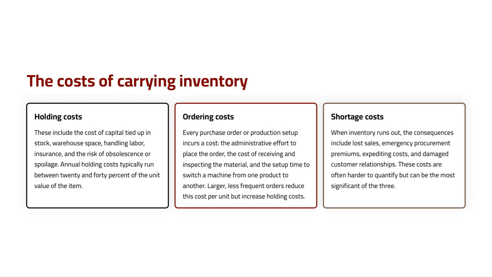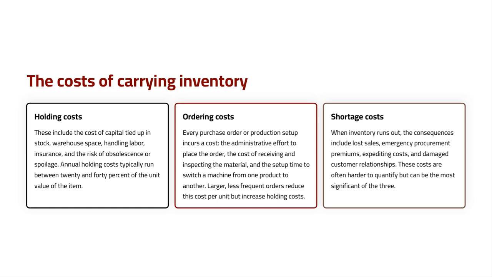On this slide, we're looking at the three main types of costs involved in carrying inventory. First, there are holding costs. These include everything from the capital tied up in stock to warehouse space, handling labor, insurance, and the risk of spoilage or obsolescence. Holding costs typically range between 20 and 40% of the unit value annually, which makes them a significant expense.